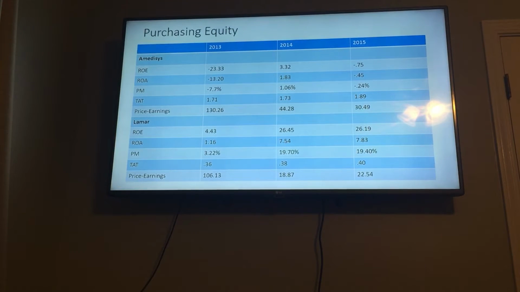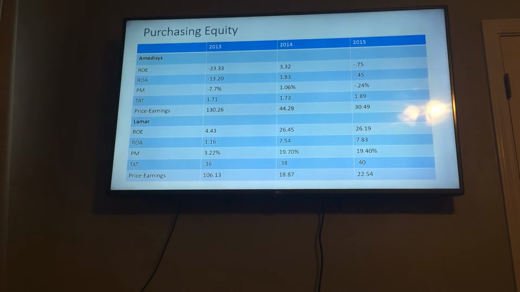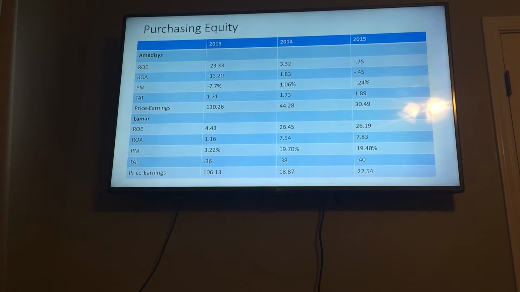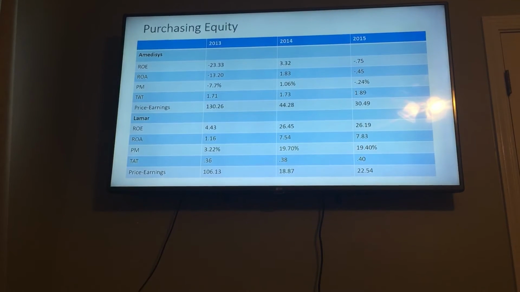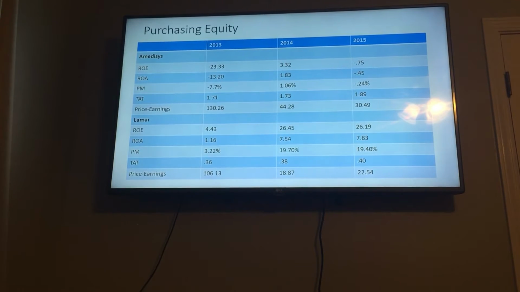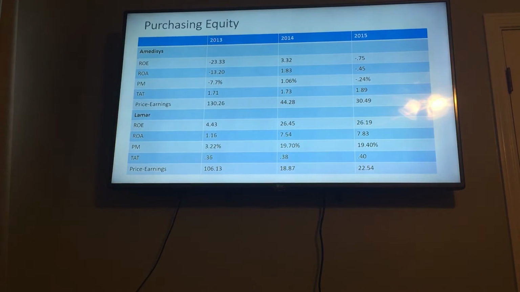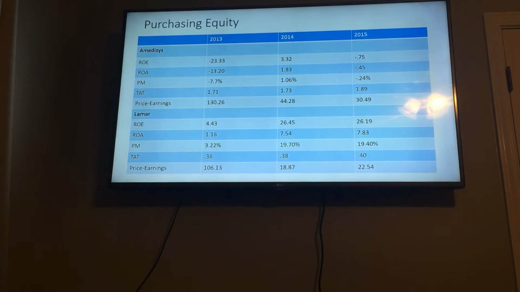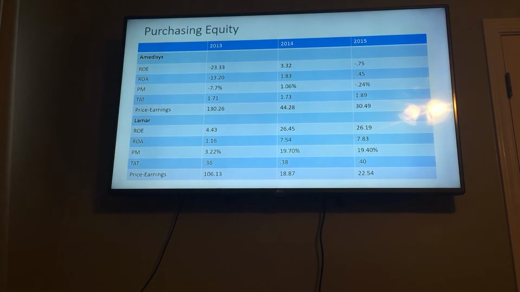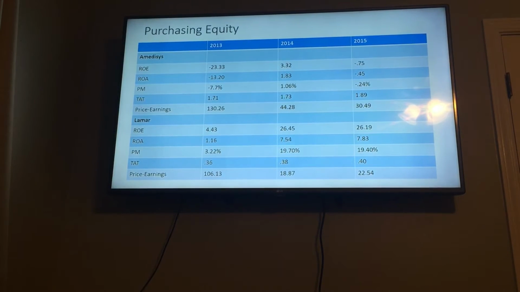For equity, I'll be looking mainly at ROE, because that is calculating net income and shareholders' equity. So that's really important to know what you have for ROE because that tells you how much profit a company is generating with every dollar, and those dollars are coming from shareholders' equity.